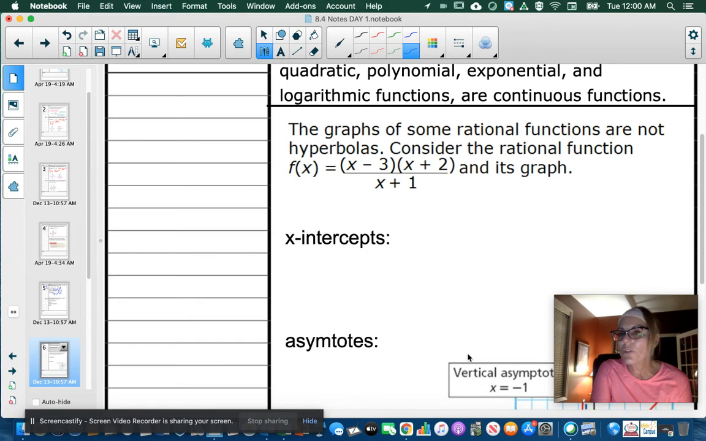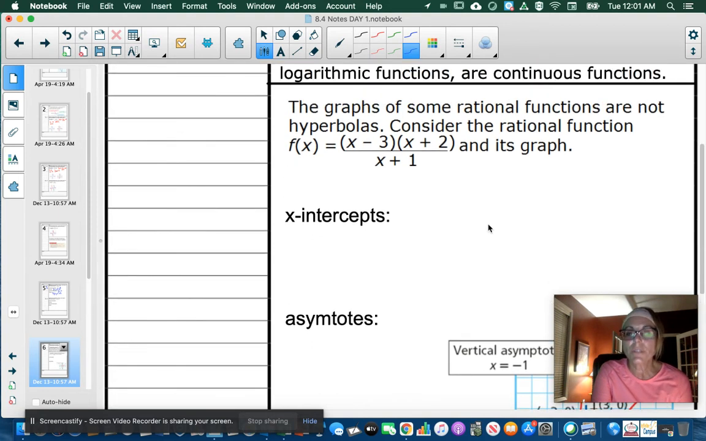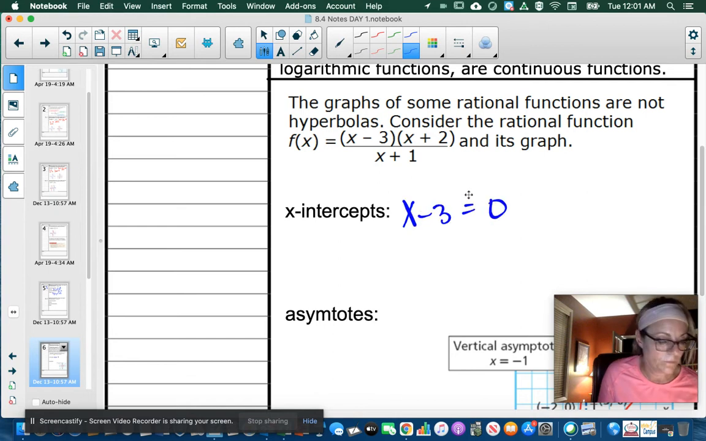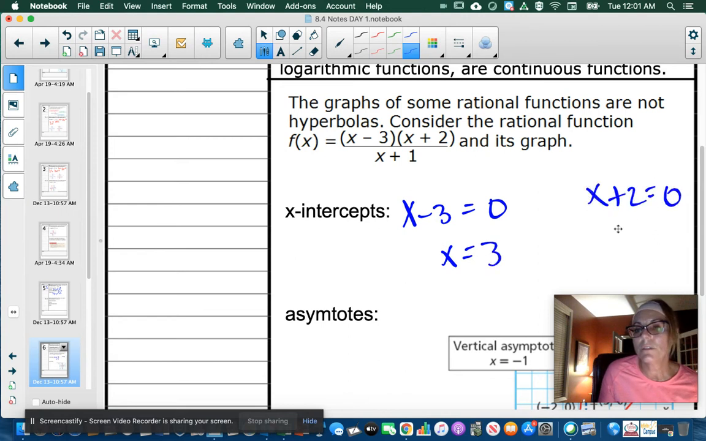The graphs of some rational functions are not hyperbolas. So consider the rational function f of x equals x minus 3, x plus 2 divided by x plus 1, and its graph. To find the x-intercepts, we are going to look at the numerator and see where each of those factors is equal to 0. So x minus 3 equals 0, and x plus 2 equals 0. Those are the x-intercepts, 3 and -2.